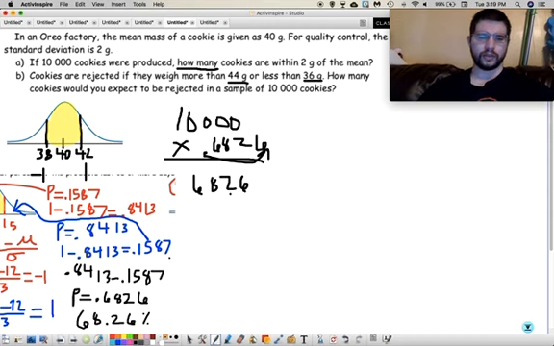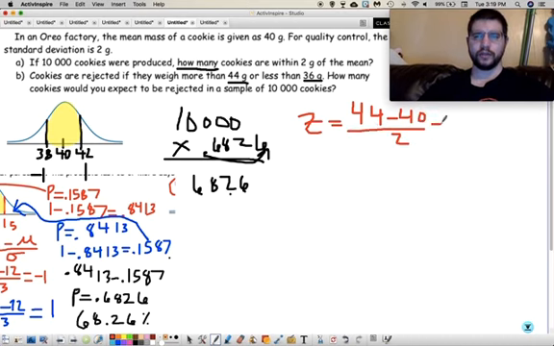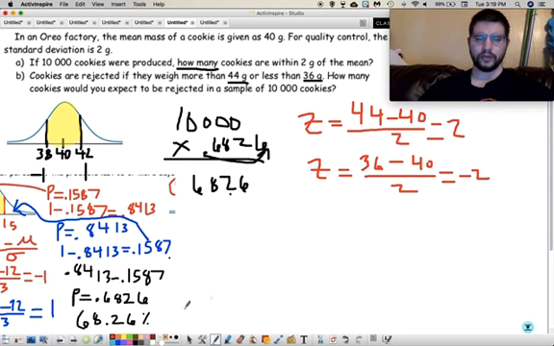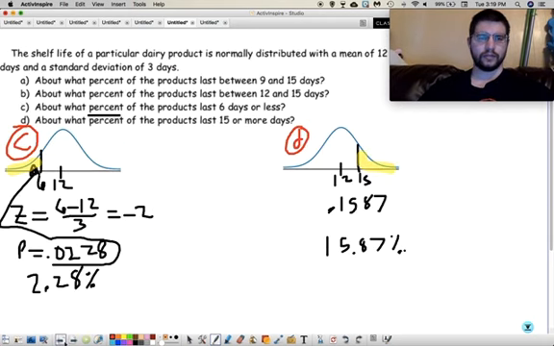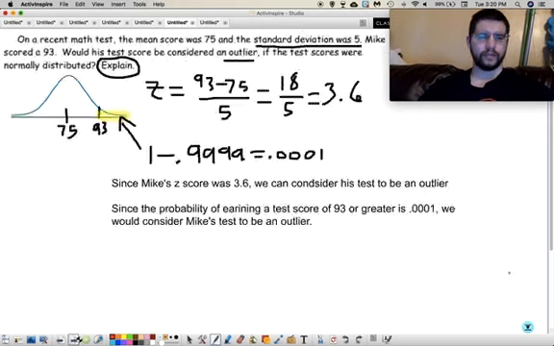Let's see those z-scores. So 44 minus 40 over 2. Sure enough, that's a 2. And 36 minus 40 over 2 is -2. Did we do that one yet? We did -2. So we know, we can just do it again.